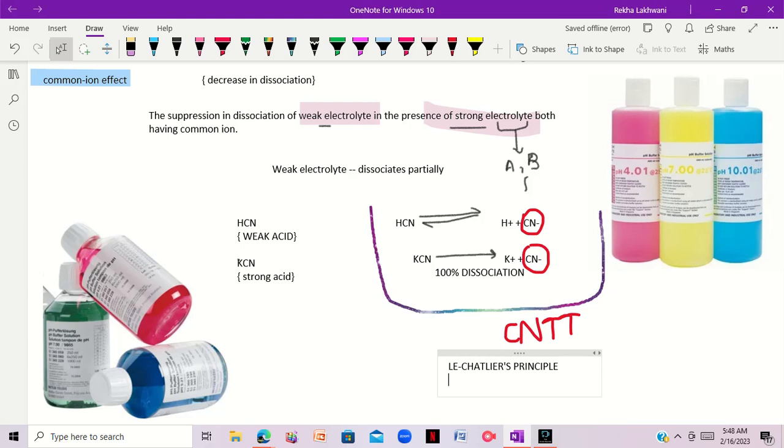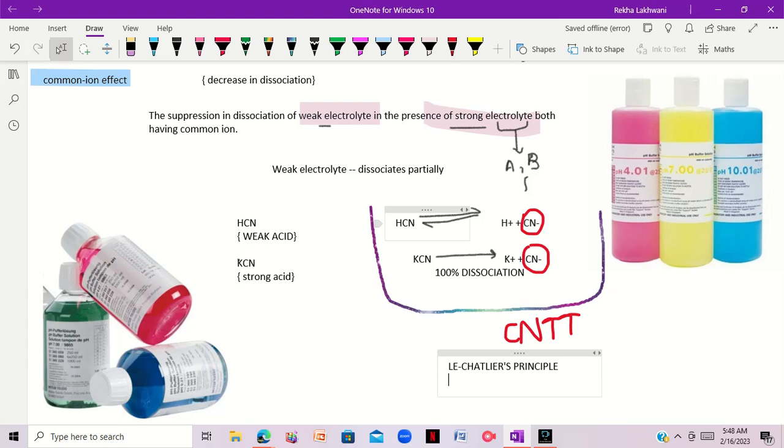What is equilibrium? That there will be a certain balance, an equal amount of reactant and an equal amount of product, right? Somehow you can say this. Okay, when there's equilibrium and the same ions come on the product side, it will combine with the other product and form reactant. Now what does that statement mean?